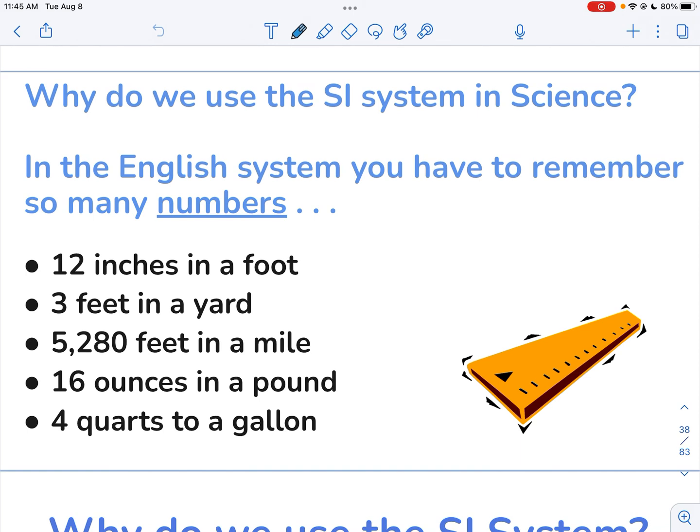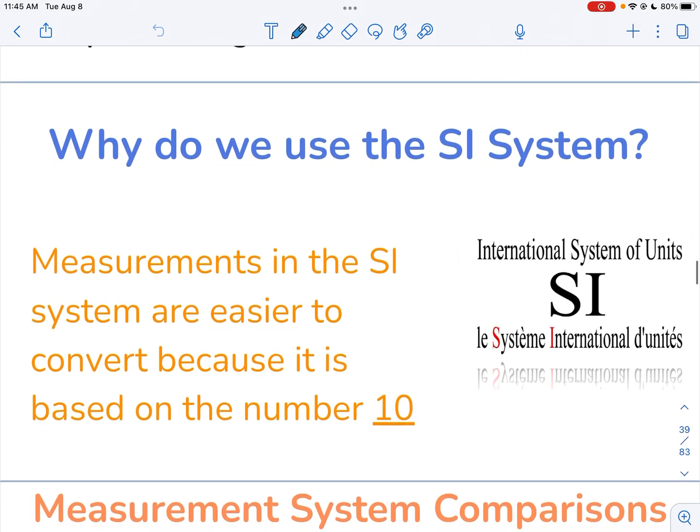If you've ever been to another country or seen movies, you may have noticed that in America, we use things like inches, feet, and yards, and it has all these different numbers. It's hard to remember that there's 5,280 feet in a mile. It's hard to remember how many ounces are in a pound and how many cups are in a quart. All those different conversion factors are a little bit confusing. In science, and the rest of the world, we use the international system, or the SI system. Here, all of our units are based on the number 10. So there's no remembering random numbers. It's all based on 10.